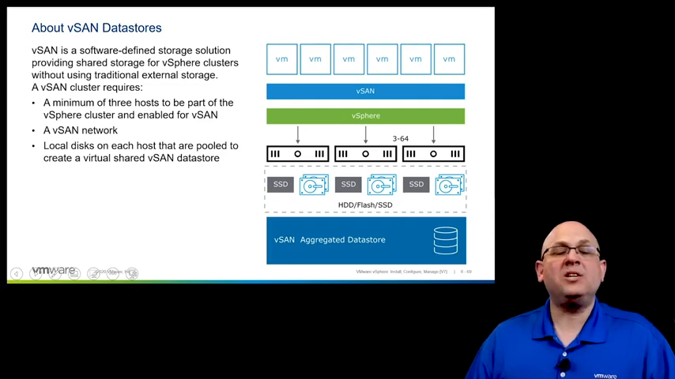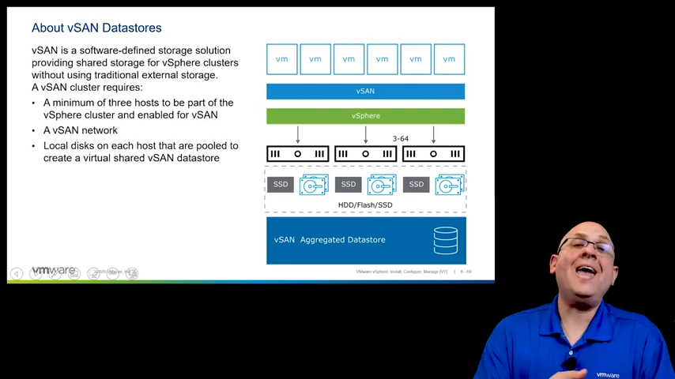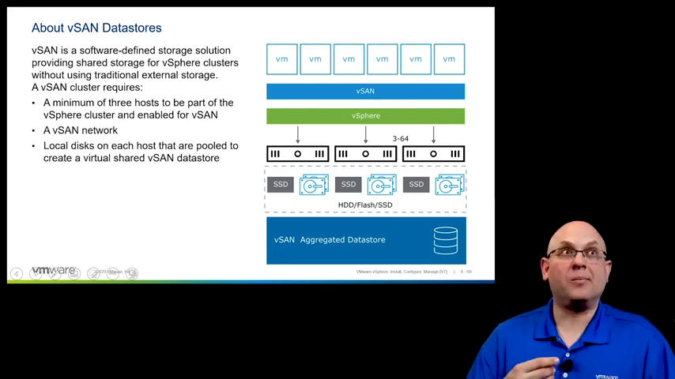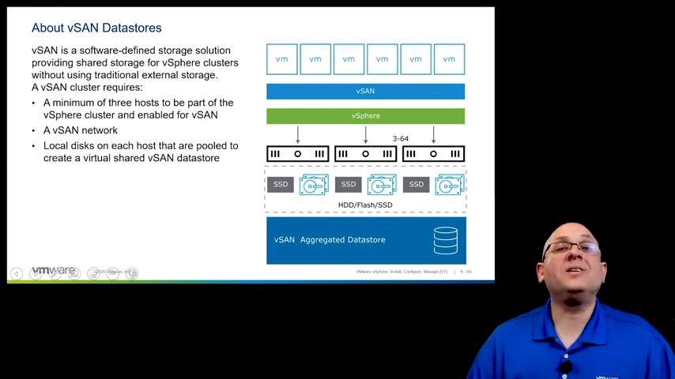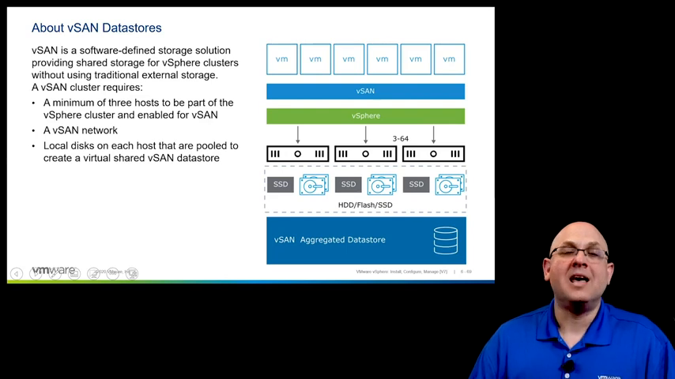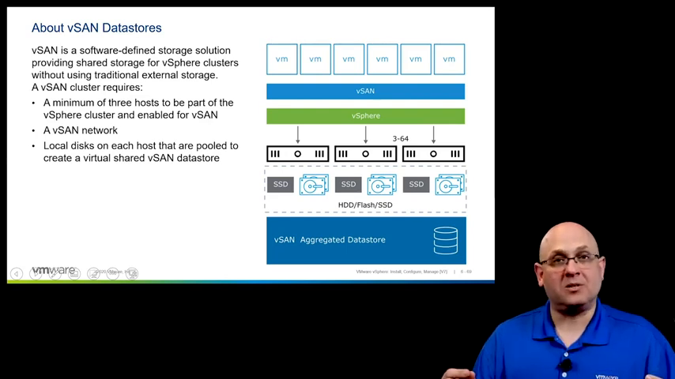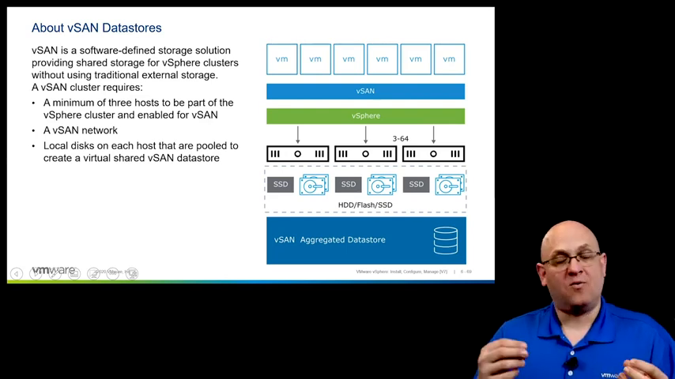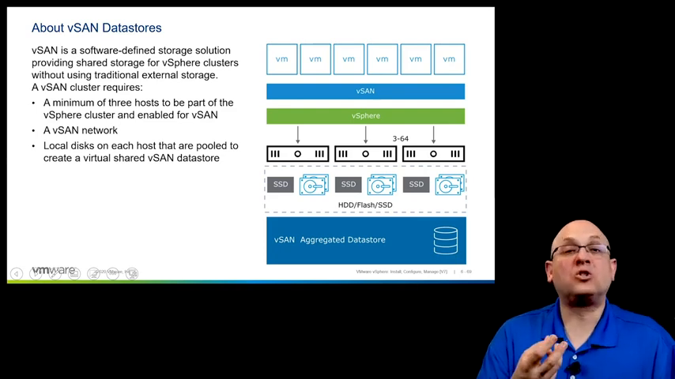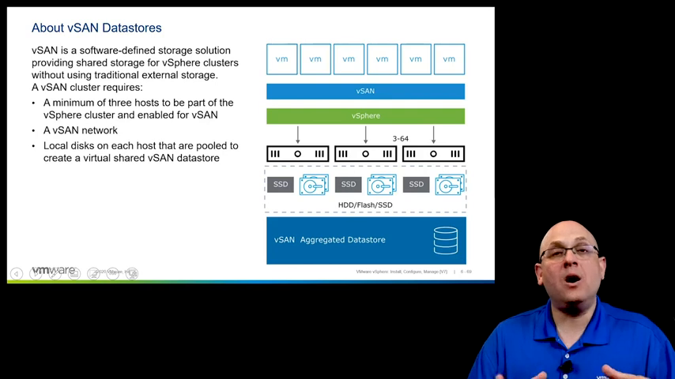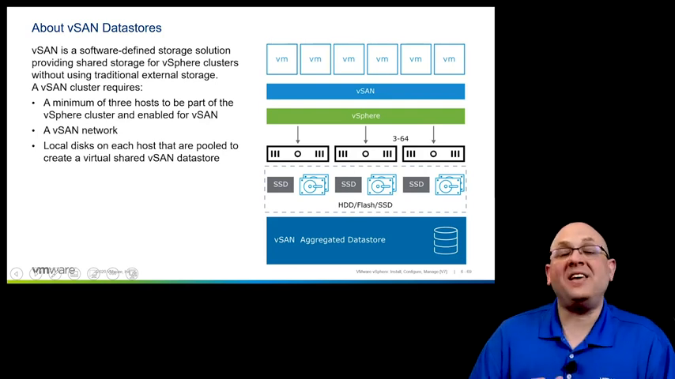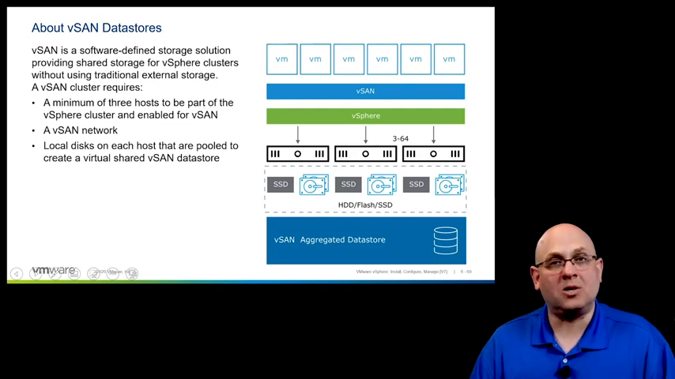Now, we mentioned this term cluster way back in module number 2, as we were defining some terms. A cluster is a group of ESXi hosts that can aggregate their resources for CPU, for memory, and now for storage as well. Now we need at least 3 hosts within a cluster that contribute to the vSAN data store that we're about to create.